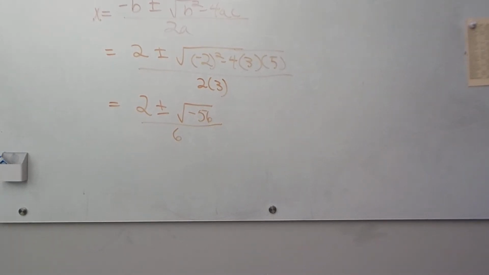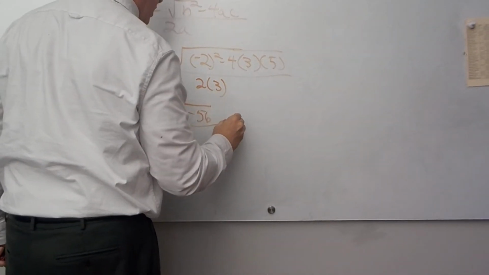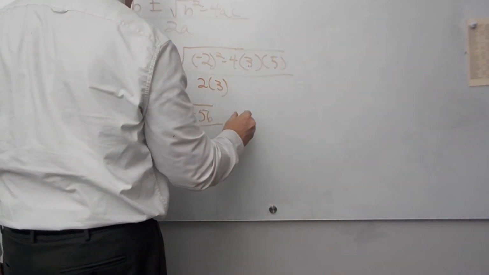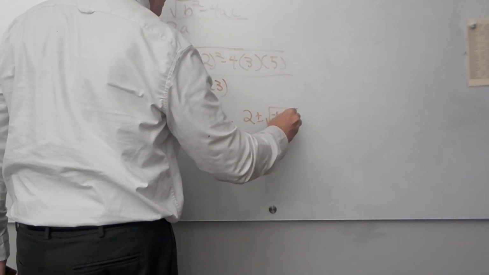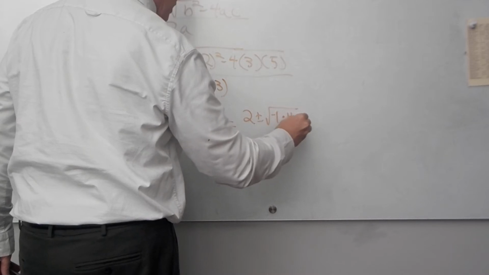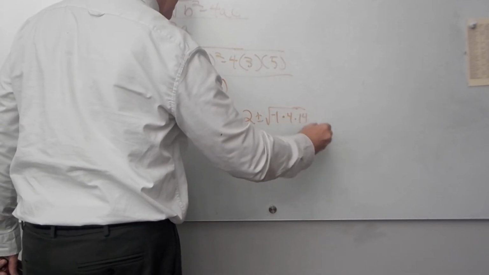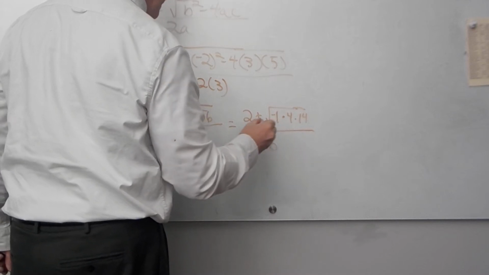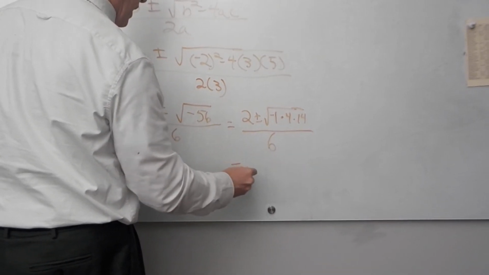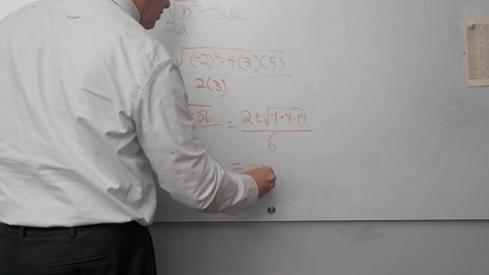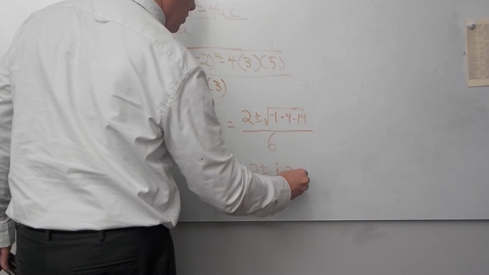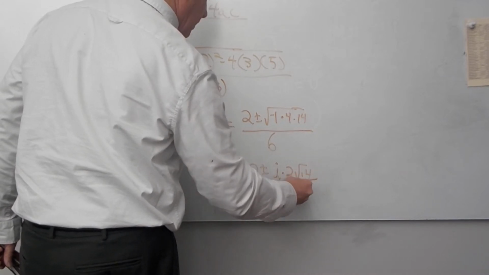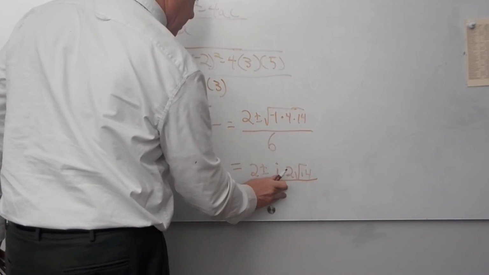All right, so that's 2 plus or minus, and i square root, if I split that up, a negative 1 times 4 times 14 over 6, and we are looking at 2 plus or minus i times 2 times the square root of 14 over 6.